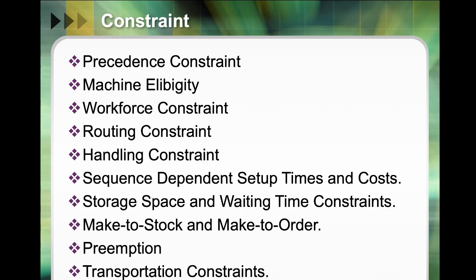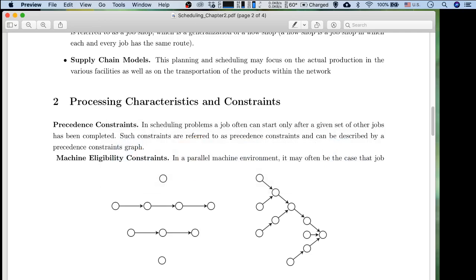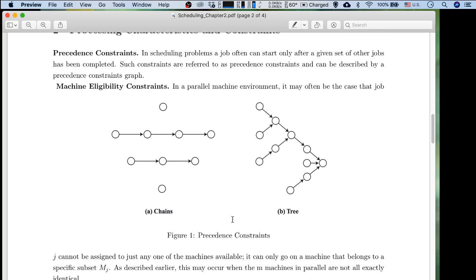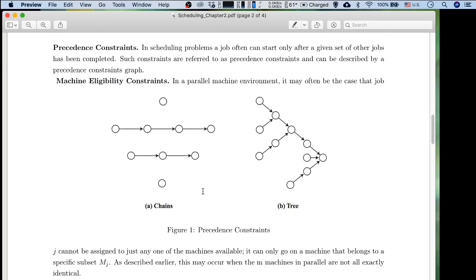And one thing that we usually need to consider in scheduling and sequencing is that the precedent constraint can usually be represented by a directed graph, like this. So here this job can only be done after the precedent jobs have already finished.